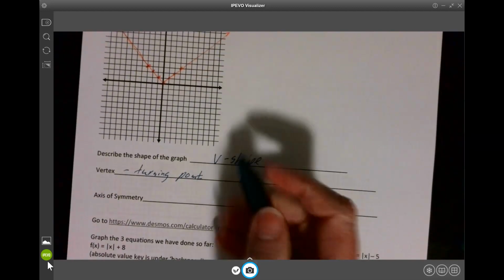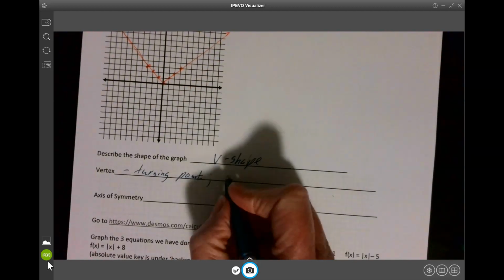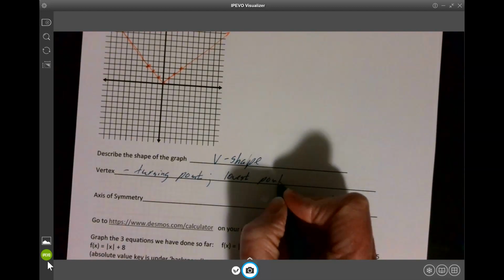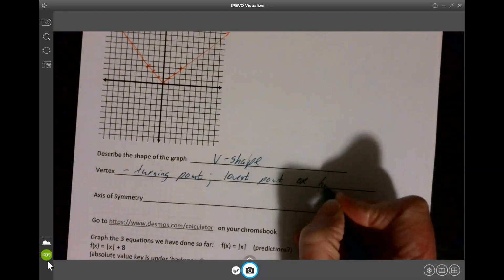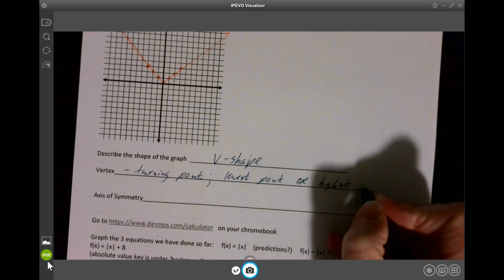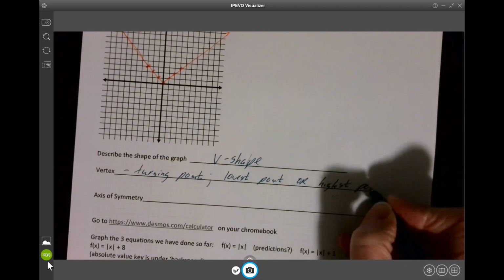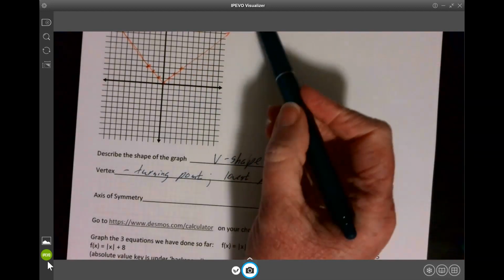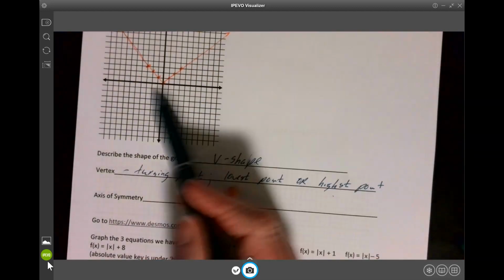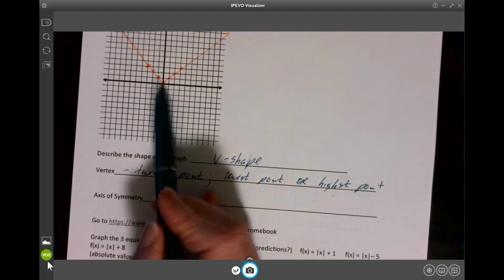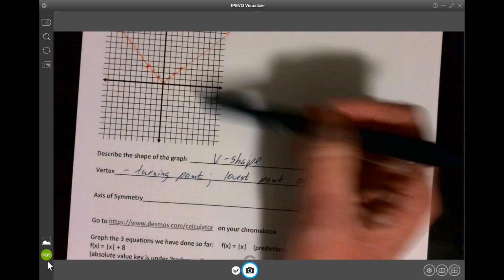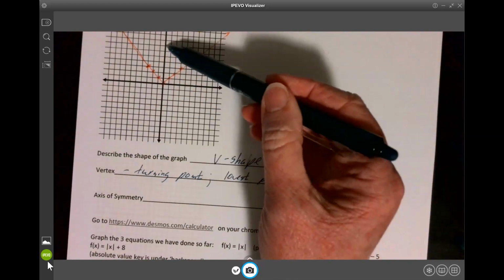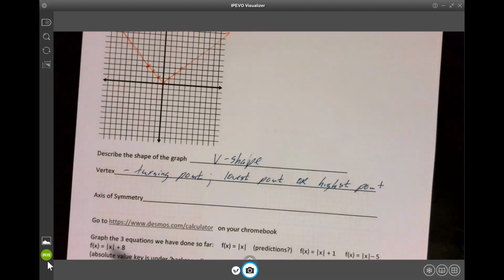Now your vertex is always going to be the lowest point or the highest point. Now, when I say highest point, and you're going, well, wait, it just keeps on going and going and going. If I'm looking at the graph, my lowest point is my vertex. We will learn later on that our graphs can open down. They can have a point up here and go down this direction, so then it would be the highest point.